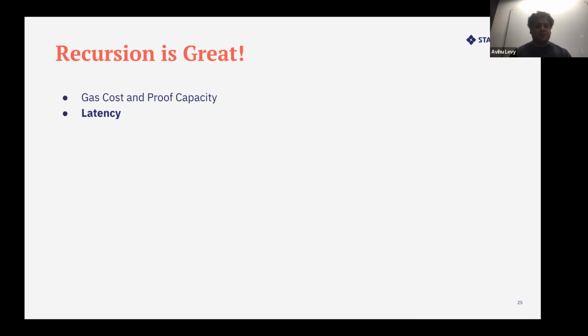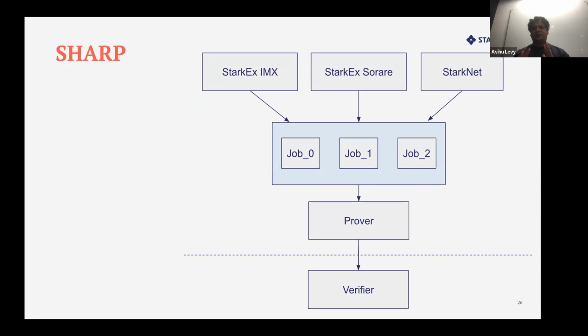And another great benefit is latency. And by latency, I mean the time that programs or users wait before their transactions or proofs for transactions appear on chain. So if you remember previously when I explained about Sharp, there were like 3 different programs, and they sent their jobs to Sharp to be proven. Every job was like a list of transactions with their own program.